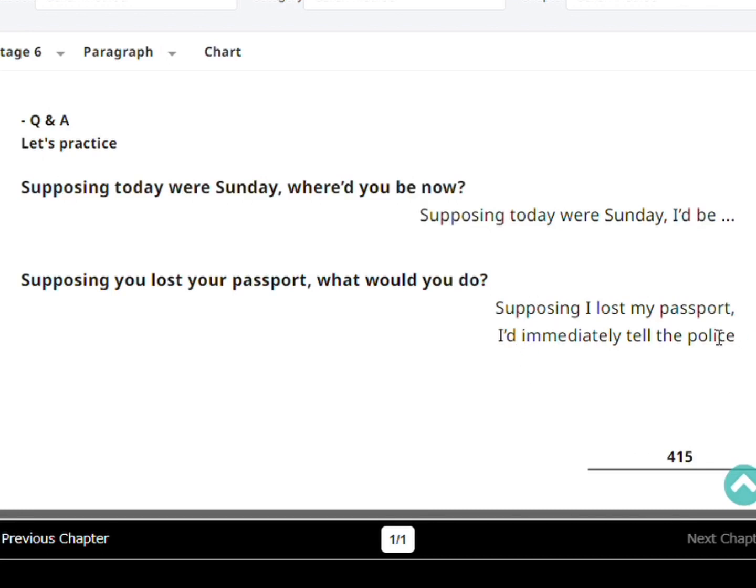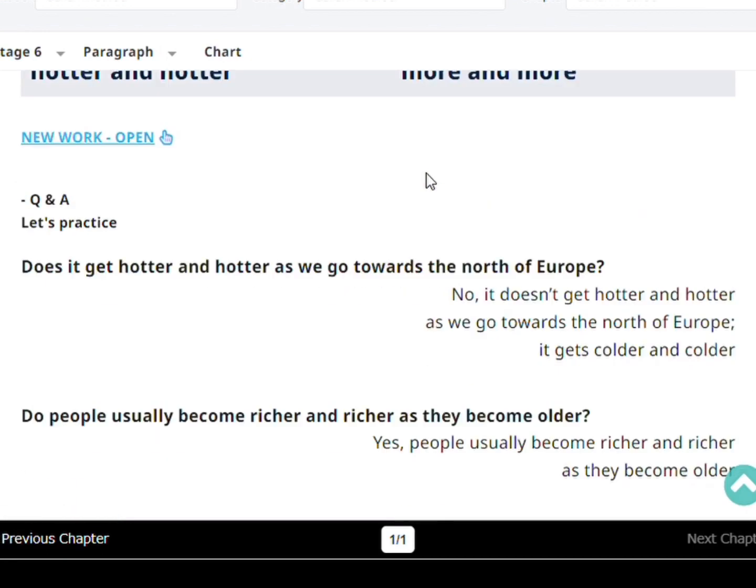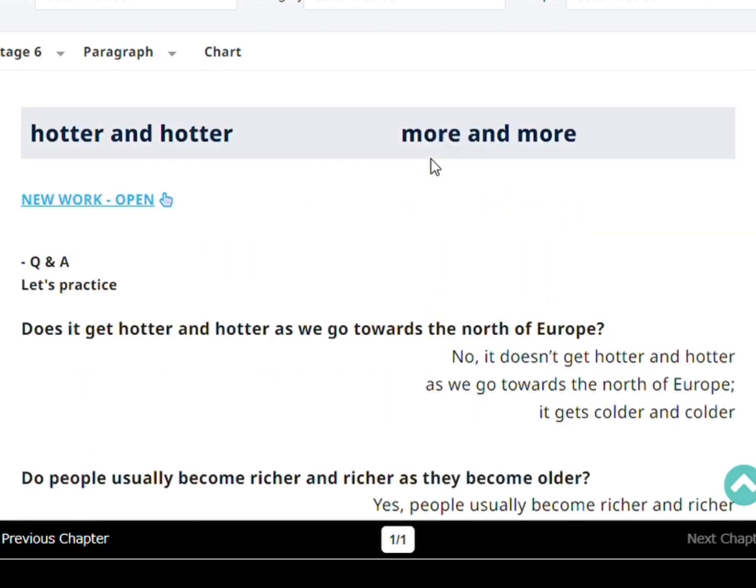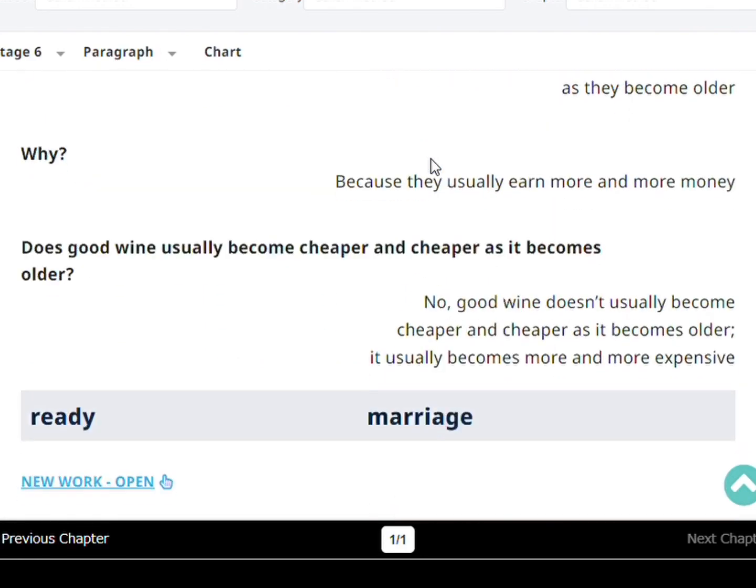And does good wine usually become cheaper and cheaper as it becomes older? No, good wine doesn't usually become cheaper and cheaper as it becomes older. It usually becomes more and more expensive.